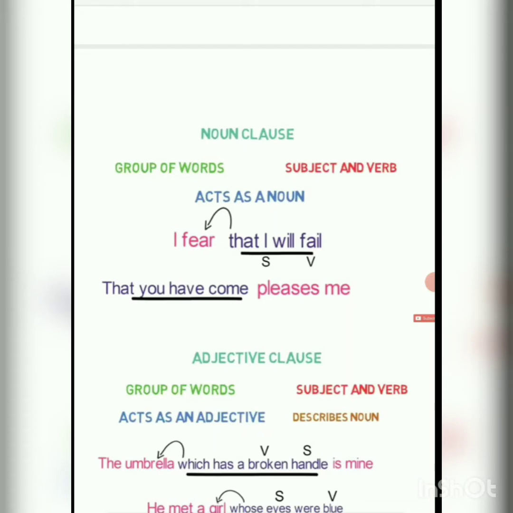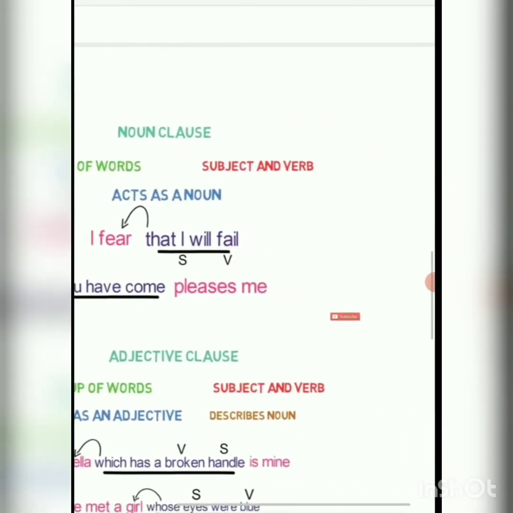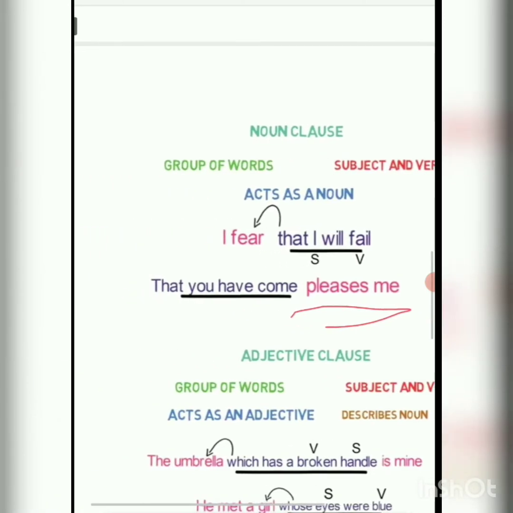Okay, suppose in the second sentence, just wait, suppose in the second sentence, here we have pleases me. So what is the verb here? Pleases me. So if you question what pleases me, take the verb and question. If you question what pleases me, then you get the noun clause that you have come. Okay, so this is a noun clause.